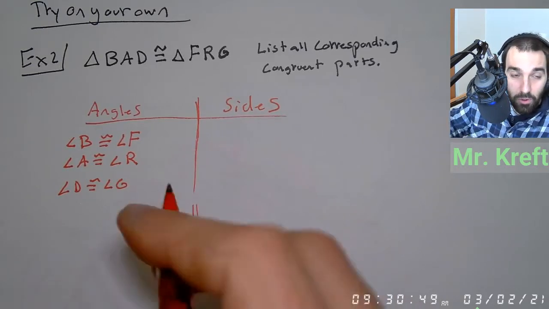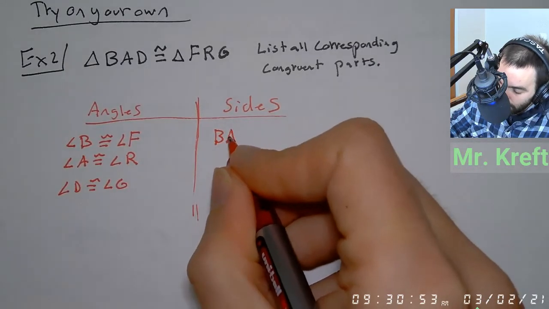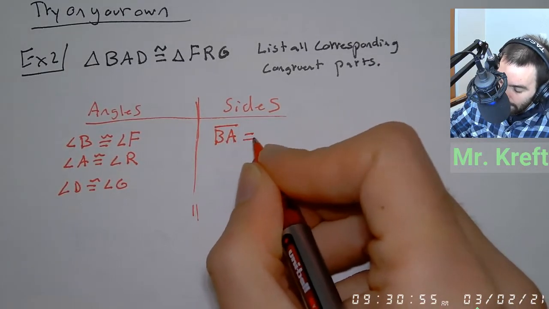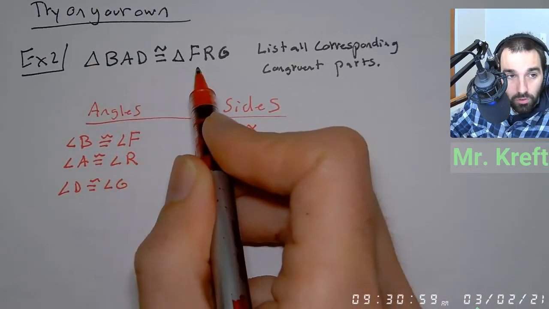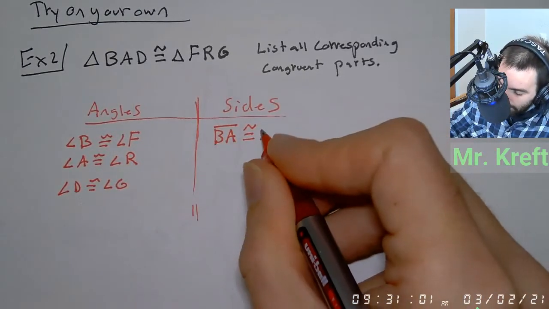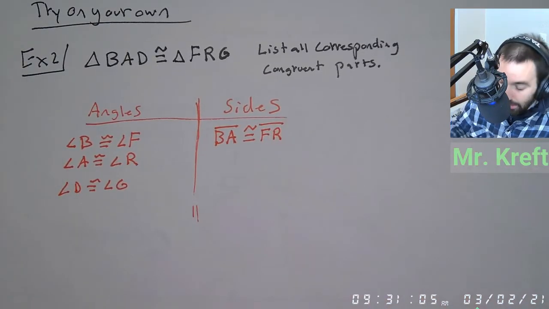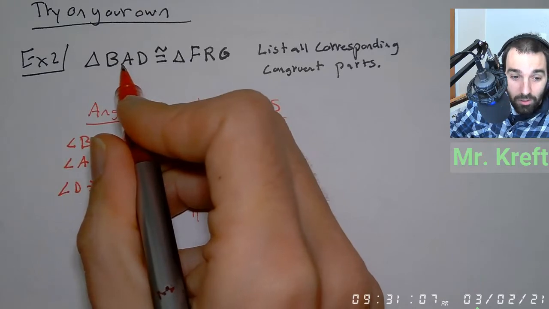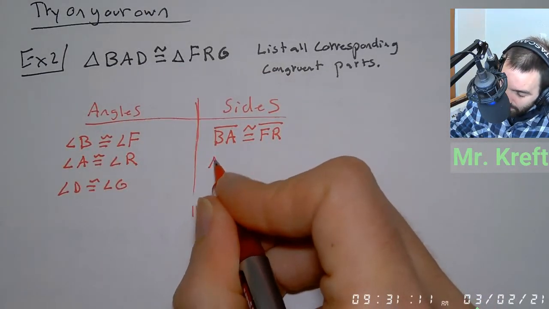Now the sides are a little bit more troubling for some people. So I always start with the first two. If I have segment BA, I know it's the first two, so it's going to go with the first two. So I'm going to have FR like that. And then I'm going to use a combination of all of them. So I'm going to do AD.